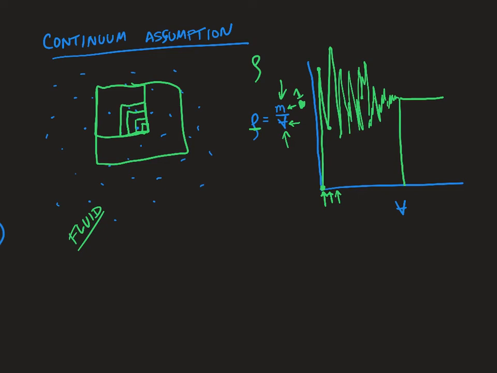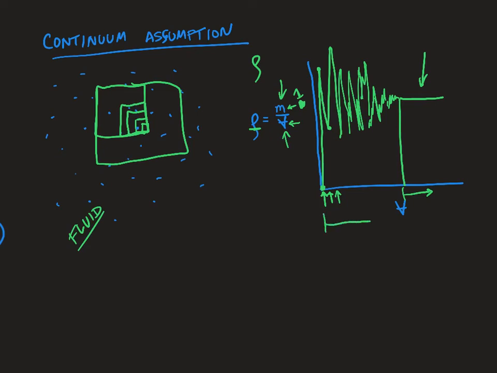At which point, once I'm in a volume larger than a certain volume, it's not really going to matter. I could double the size of the volume and I'm going to double the mass, and the density is going to stay the same. Or I could cut it in half and the same thing would happen.